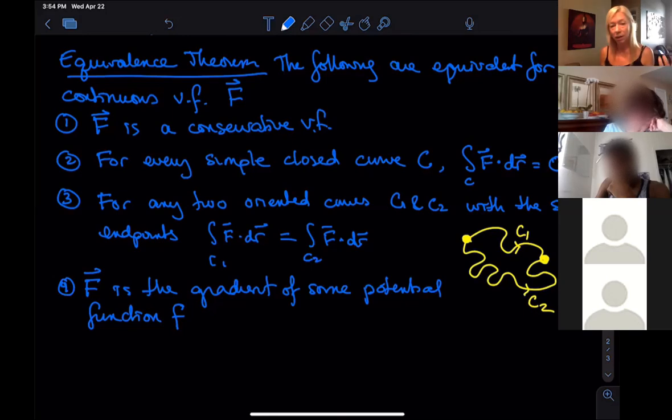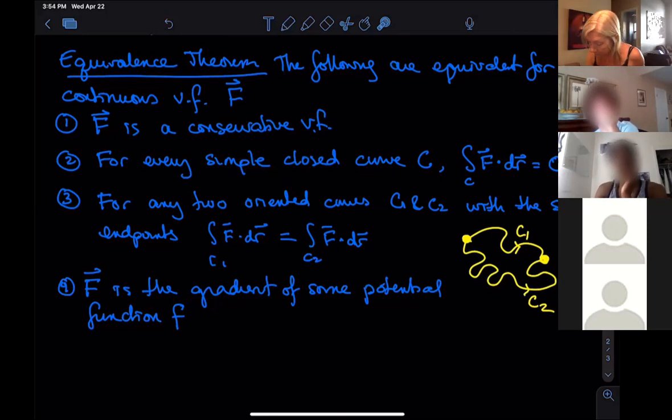I could ask you to do a calculation, and you would say, oh, I know it's conservative, and I know this is a simple closed curve, so by the equivalence theorem, the line integral around the curve is 0. And that just saves you from doing the whole computation. But you need to tell me the name of the theorem and what the conditions are. The condition would be, I know that I have a conservative vector field and a simple closed curve. Okay, so this is an important theorem.